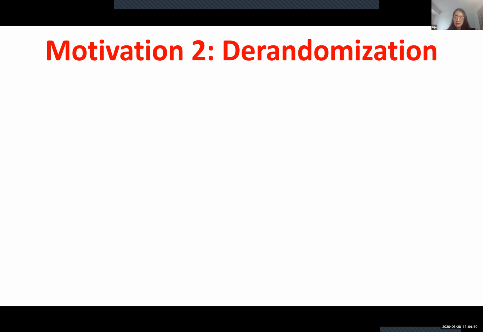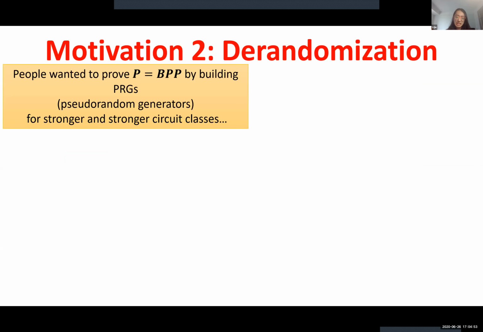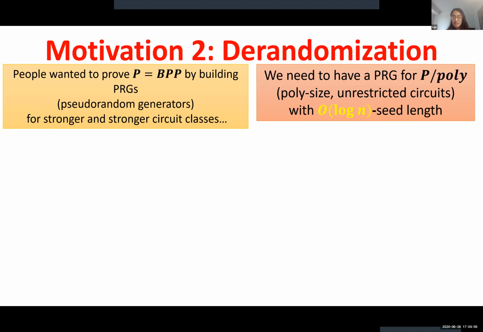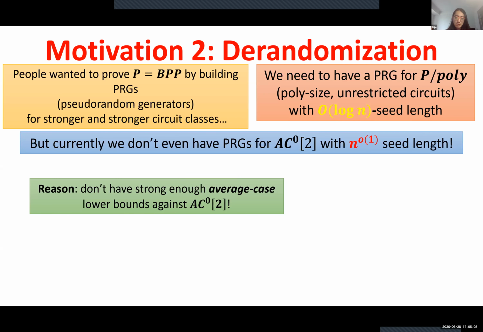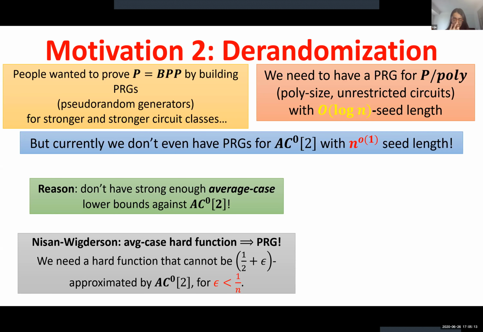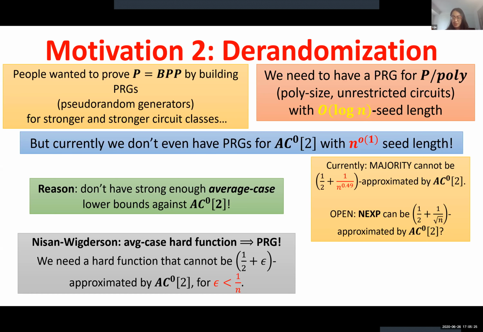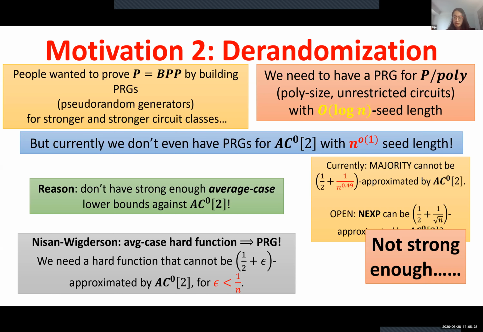Another motivation is derandomization. People wanted to prove P equals BPP by building PRGs, and for this purpose, we need a PRG for P/poly with log n seed length. But unfortunately, we don't even have PRGs for AC0[2] with sub-polynomial seed length. The reason is that we don't have strong enough average case lower bounds against AC0 parity circuits, because using the Nisan-Wigderson paradigm, we need a hard function that cannot be half plus 1 over n approximated by AC0[2] circuits. Currently, the best lower bound is for majority, which is only half plus 1 over root n, which is not enough for building the PRG.